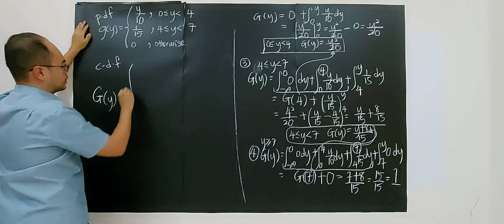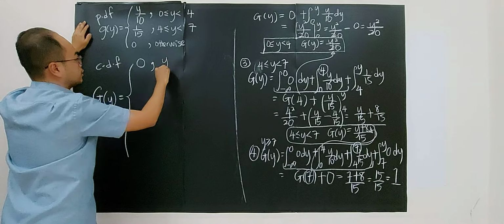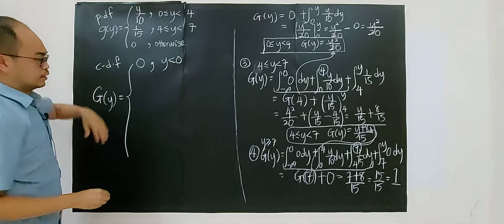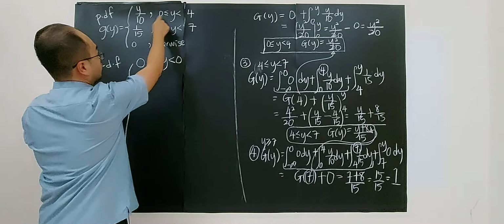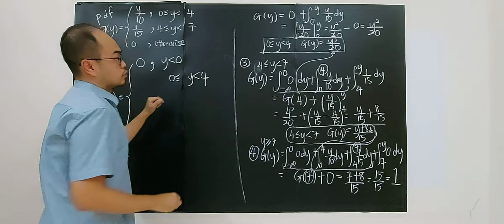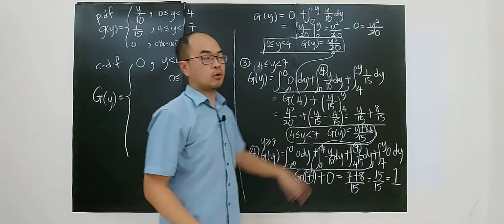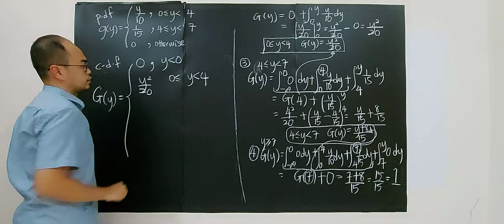So there is the starting with 0, for the interval y less than 0, right? Now go for the second interval, which is 0 up to y less than 4. So it will be y squared over 20, all right? y squared over 20.